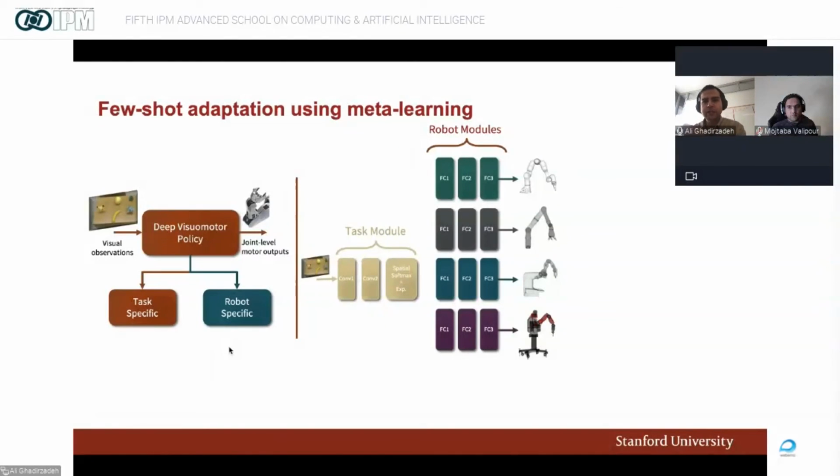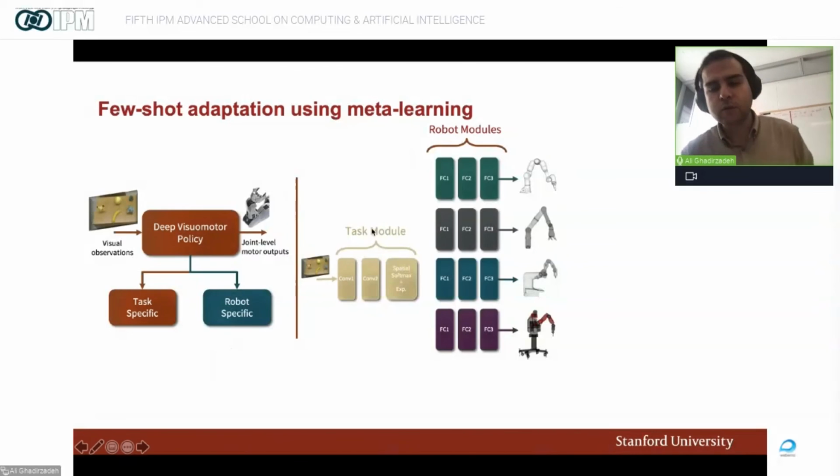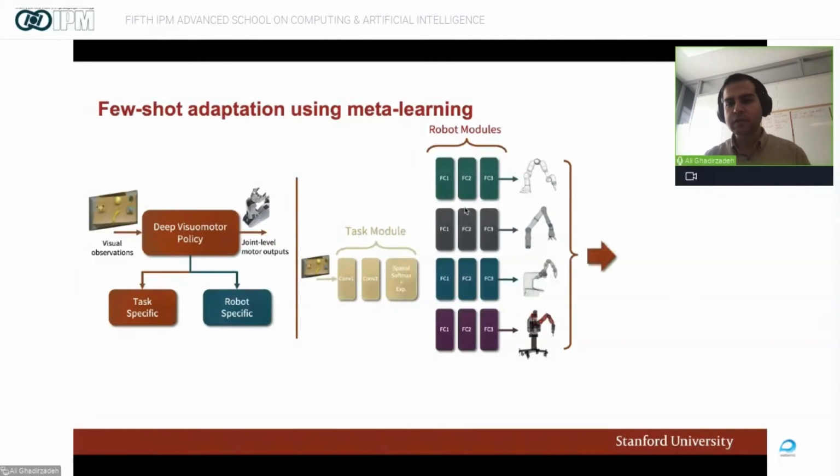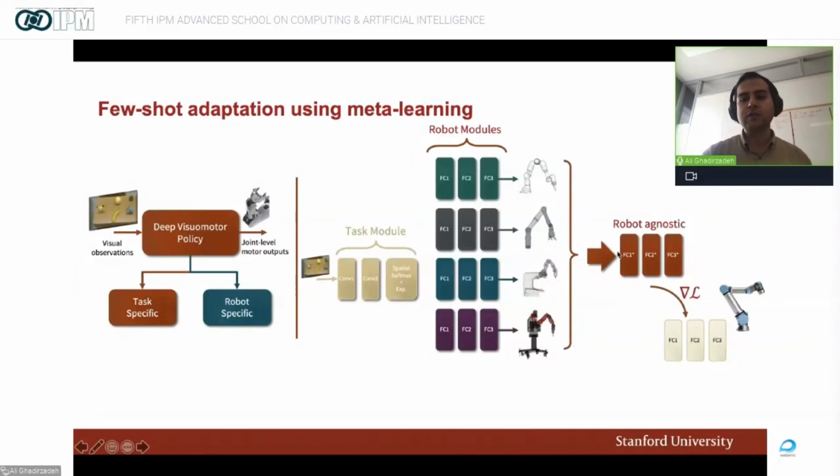Here, instead of learning different robot components for each individual robotic platform, our goal is to use meta-learning to learn some robot-agnostic layers, which can be adapted by gradient descent to a new model for a novel robot.